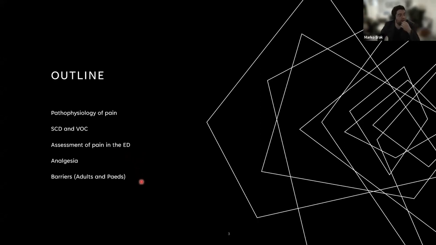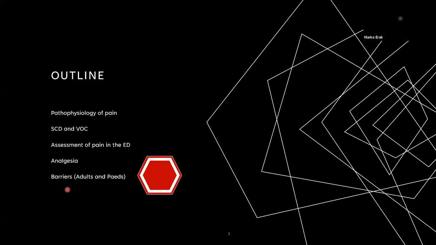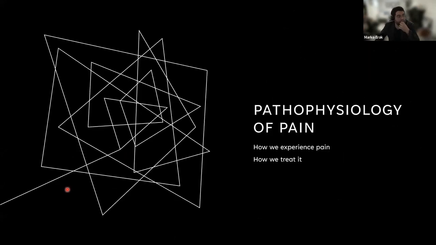And then sprinkled throughout, you'll see this little sign. There will be barriers to the treatment of pain. Ultimately, that's the biggest issue here. It's a push and pull. There is pain that needs to be treated well, and there are barriers to us treating the pain well, even though we know how. So I'll quickly go into pathophysiology of pain.